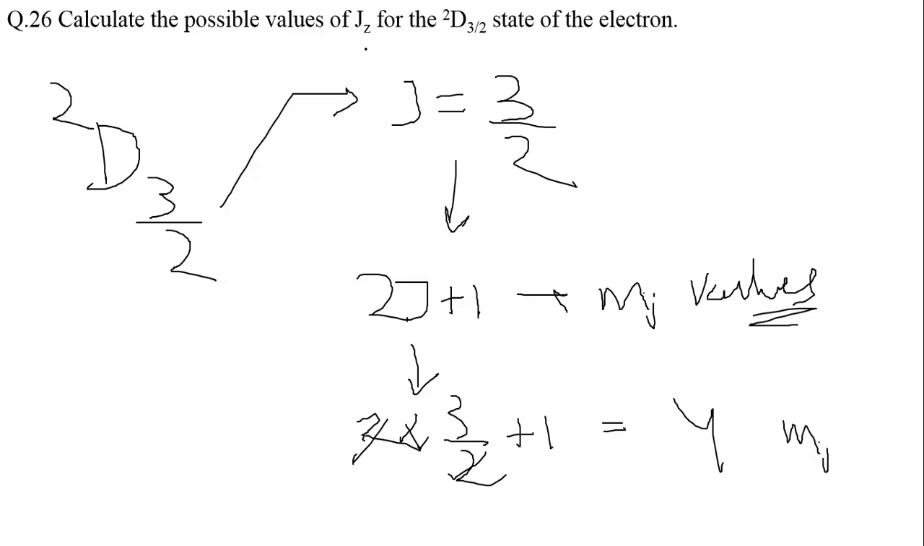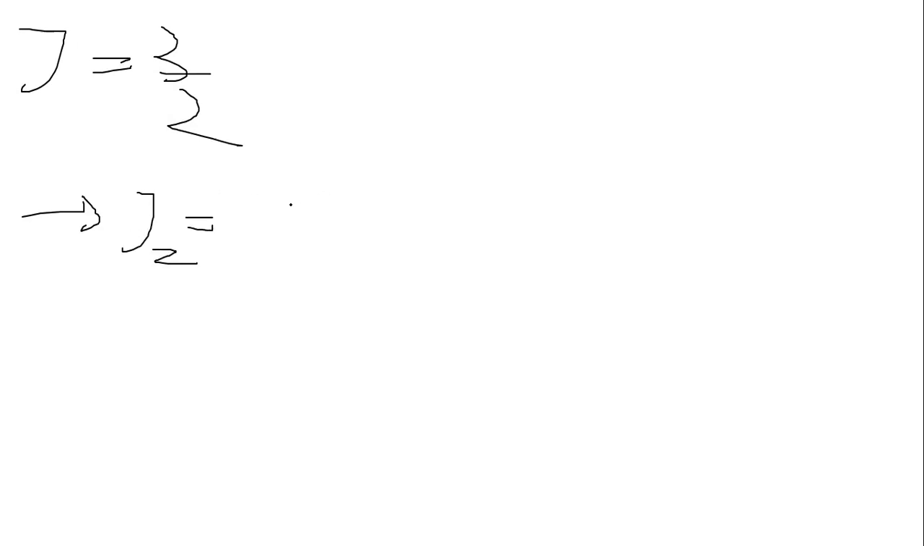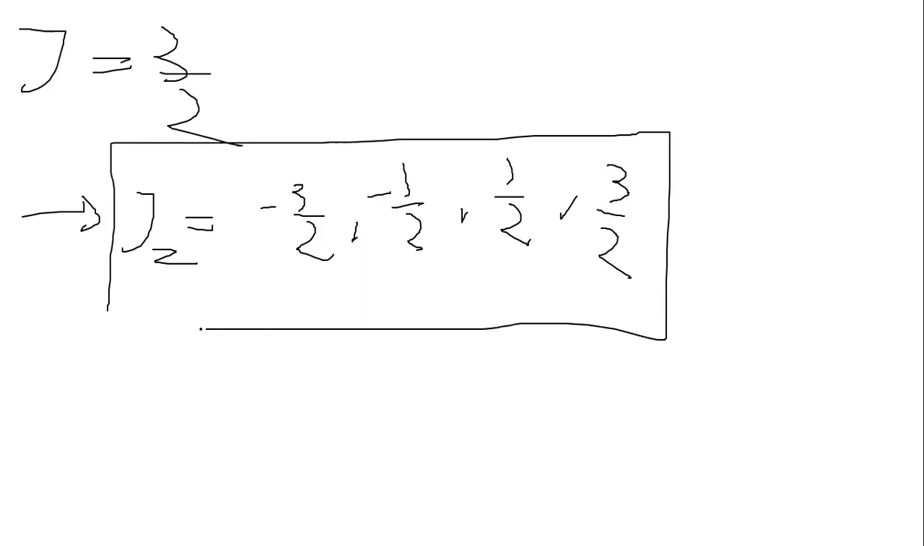So mj is nothing but jz, that is the component of j along the magnetic field direction, where z is the direction of the applied magnetic field. So here we will have 4 mj values. When we compare with j equal to 3 by 2, there will be 4 jz values, and these are minus 3 by 2, minus half, half, and 3 by 2. These are the 4 values of jz.